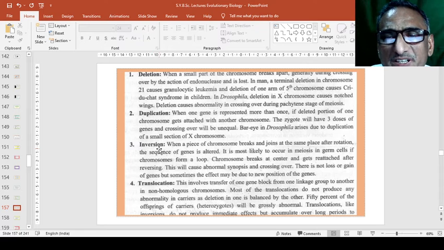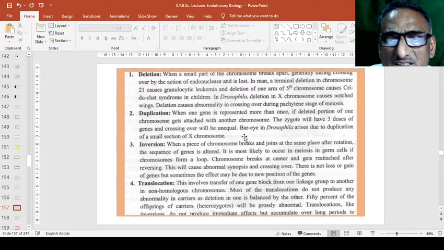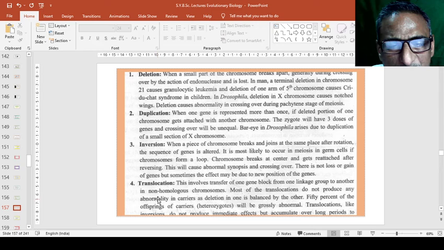Duplication. When a gene is represented more than once, it is detached from one chromosome and gets attached to another one. Example, in Drosophila, the Bar eye arises due to duplication. Then inversion, in which a piece of chromosome breaks and joins at the same place after rotation. This is called inversion, and this may cause changes in the position as well as in the genetic setup.